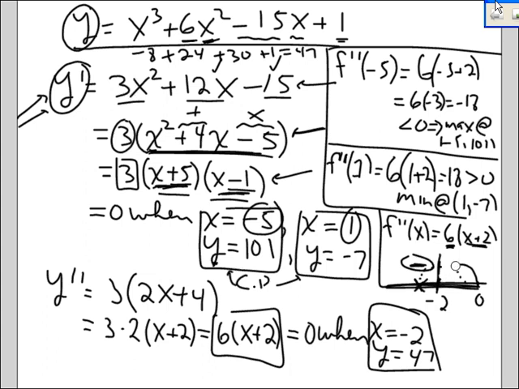And then, what happens if you're more than negative 2? If you're over here and you add 2, you'll turn positive. 6 is always positive. And if x is more than negative 2, this is positive. Positive times positive is positive. We have our point of inflection at negative 2. The concavity went from negative to positive. So we have a point of inflection at negative 2, 47. I got the 47 from right there.